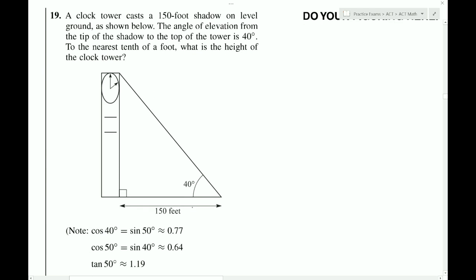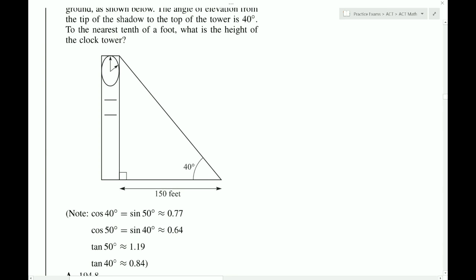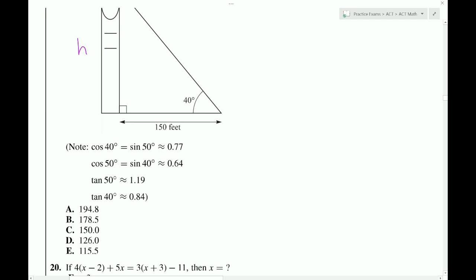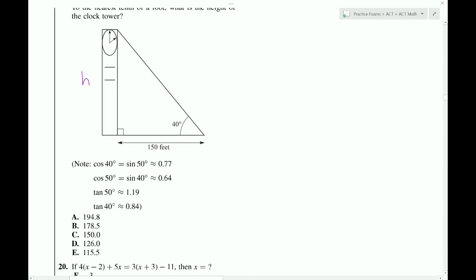Clock tower casts a 150-foot shadow. Angle of elevation. Alright, so they want the height, right? And so we can just use this idea. From the perspective of the angle that we know, we're looking at the opposite side, and this is the adjacent. So really the relevant function is tangent, because SOHCAHTOA: tangent, opposite over adjacent. So the tangent of 40 is the opposite, which is h, over the adjacent, which is 150.